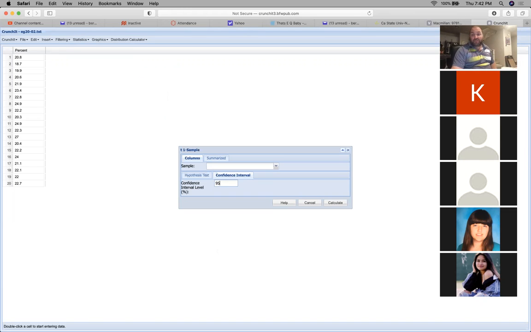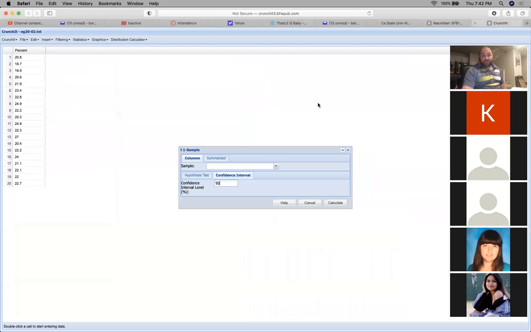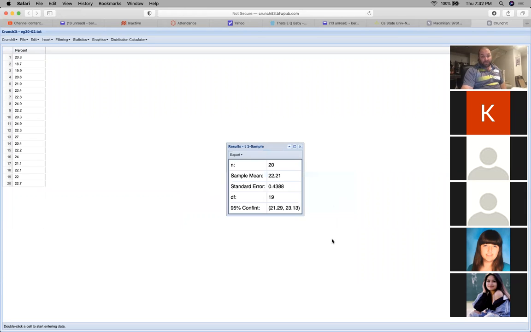Does it say the confidence? I forgot. It says 95% confidence interval. Yes, 95%. So 95 confidence interval. This is the percent column. So if I have multiple columns, it says, hey, which one? It's the percent column. And then I say calculate.